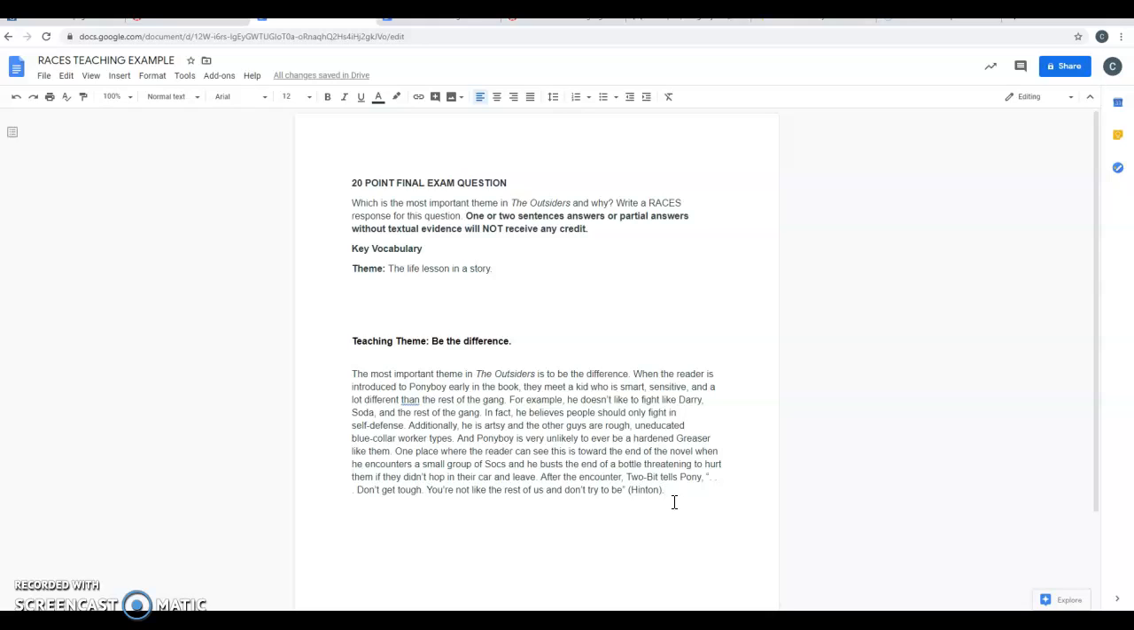But now the next thing is, yes, this textual evidence does support that Ponyboy probably is never going to be a hardened greaser like the rest of them, including 2-Bit. Because even though he gets really mad at these Socs and threatens to hurt them, at the end, we see that he's really not as hardened as he appears to be in that moment. Why? What happens after that? I want you to pause the video, read, and see what happens next that shows he's really not hardened like the rest of them. 3, 2, 1, pause.